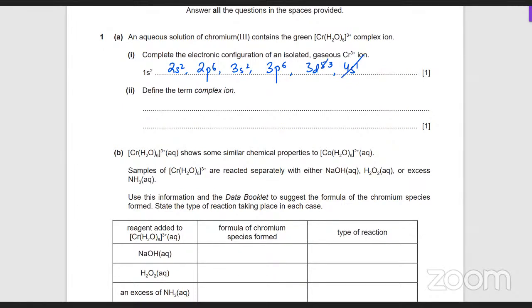Here, define the term. What is a complex ion? It's an ion that is formed when a central metal cation datively bonds with ligands.